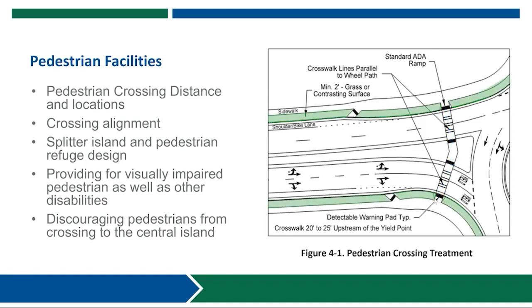And along the outside curb lines, we want to make sure that the sidewalks are physically separated from the curb lines to help to channelize those pedestrians to the crossing locations. So we typically have a minimum of 2 feet of sod or landscape buffer or contrasting surfaces separating the curb from the sidewalk. In general, we want to make sure that the placement of the pedestrian facilities is also discouraging pedestrians from going to the central island.